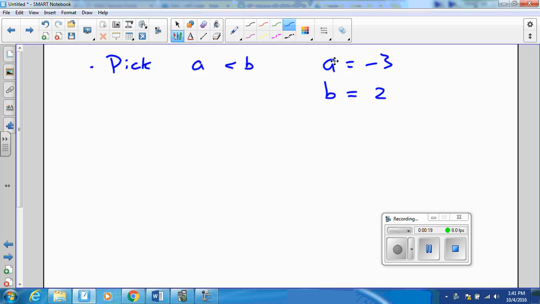Okay? And draw coordinate axes and put your a and b on the coordinate axes like so.